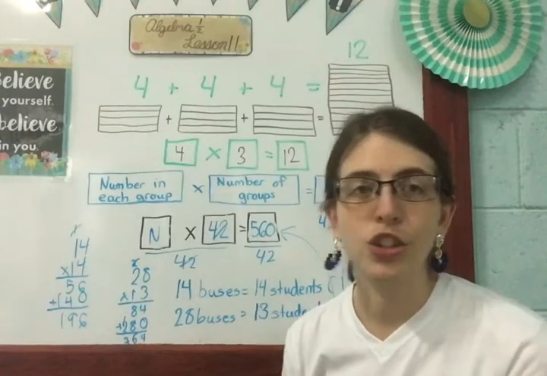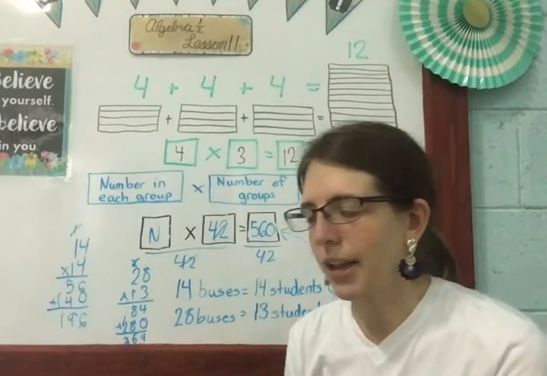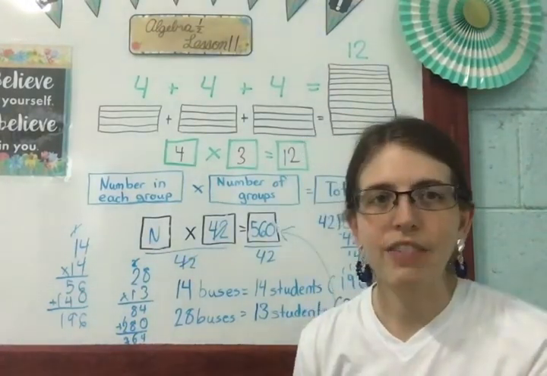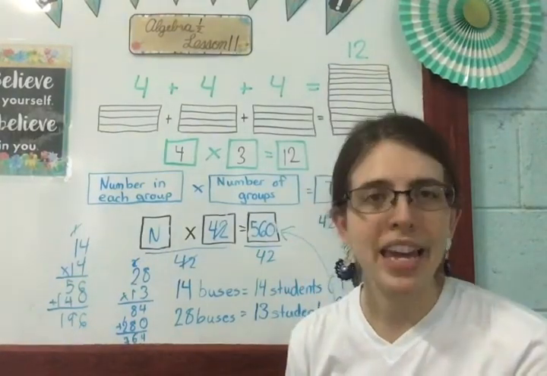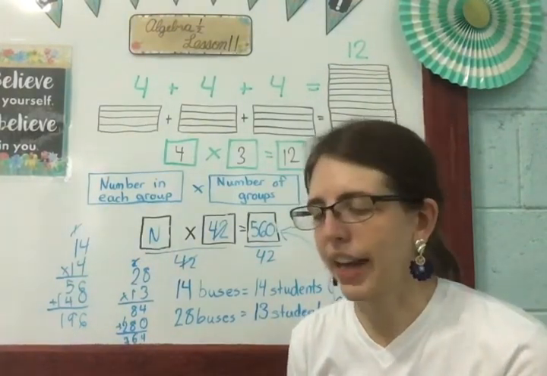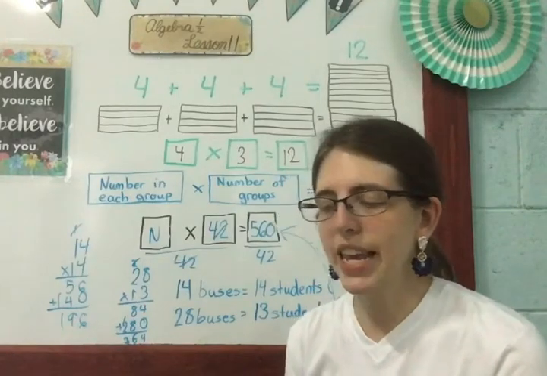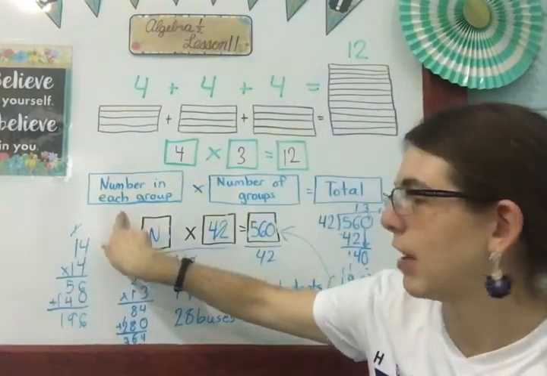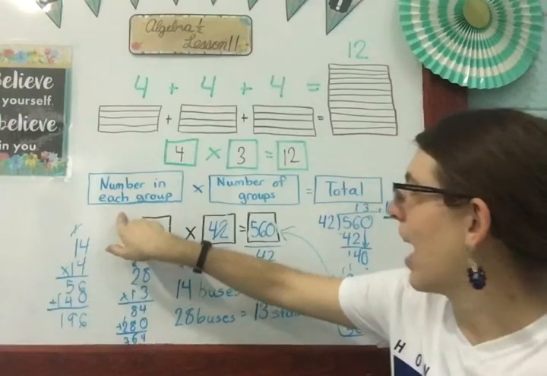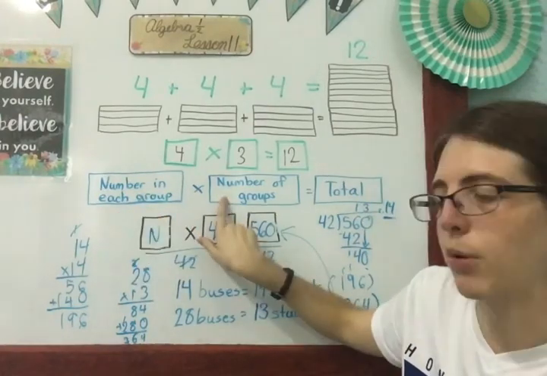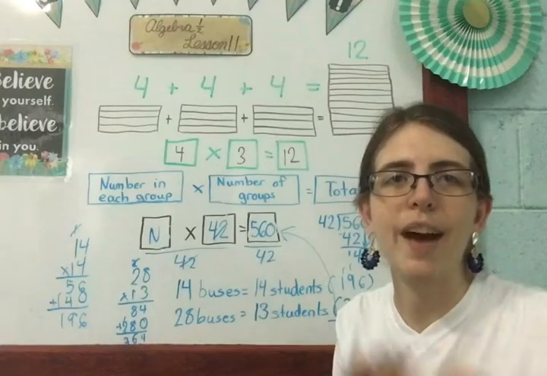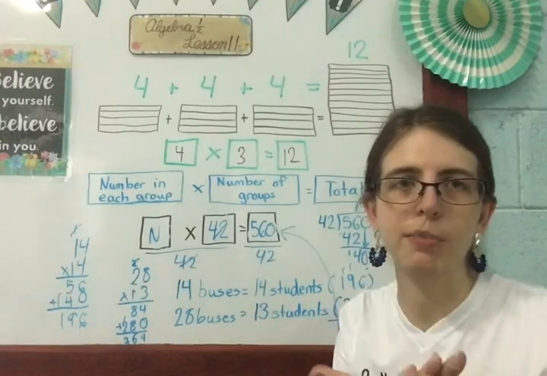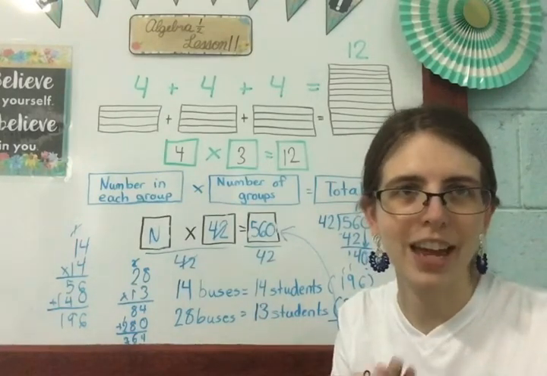40 kids stood patiently in each line. There were 35 lines of kids. How many kids were standing patiently in all the lines? So 40 kids in each line, number in each group. 35 lines of kids, number of groups. How many kids were standing patiently in the lines? 1,400, because you should have multiplied those together. Okay, did you get that one?